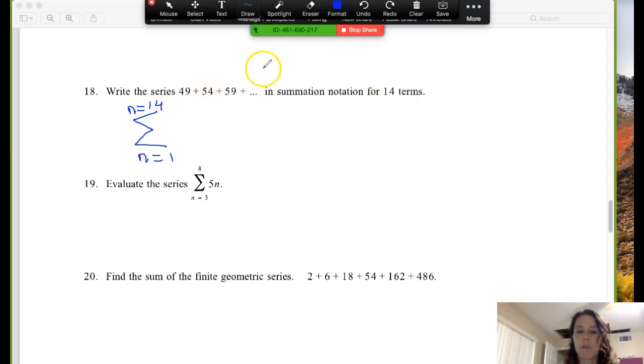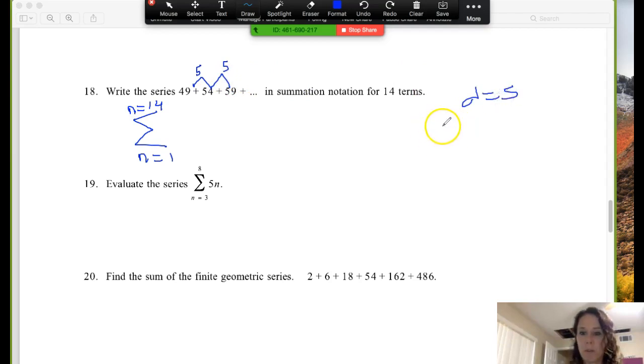So for the explicit formula, we need to figure out what this series is. Is it arithmetic? Is it geometric? Well, let's go ahead and find a common difference first and see. 54 minus 49, that would be adding 5. 59 minus 54, that would be adding 5. So it looks like I have a common difference of 5.